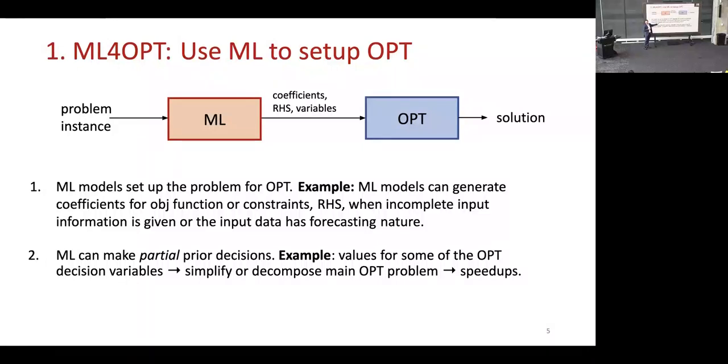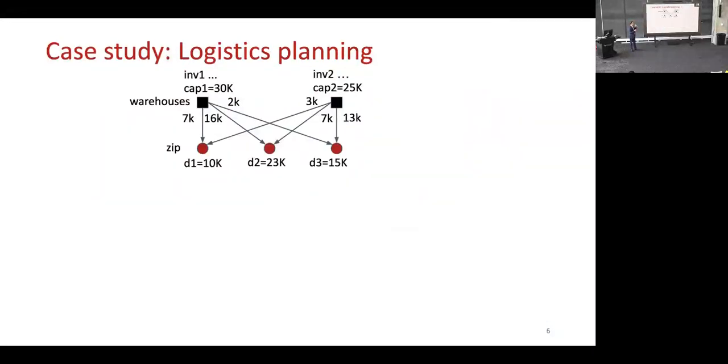And the first one, you wouldn't have been able to solve the problem. So let's look at an example for the first case, which I think is the most common case I've encountered. Let's take on logistics planning. Let's say you have some zip codes in here.